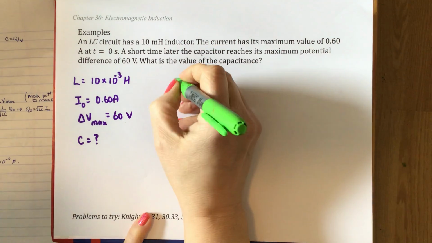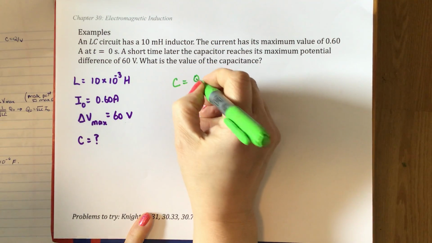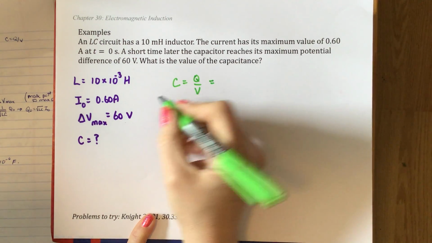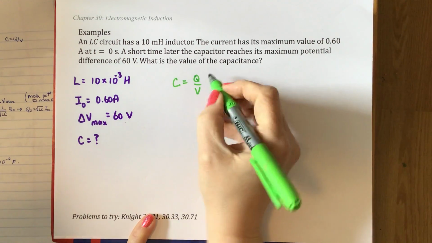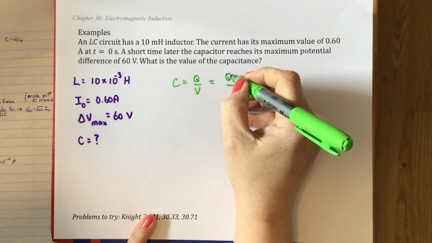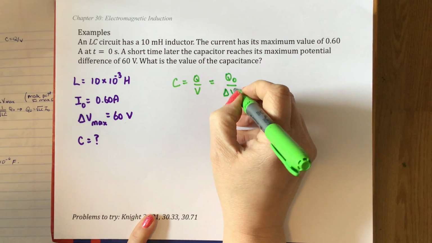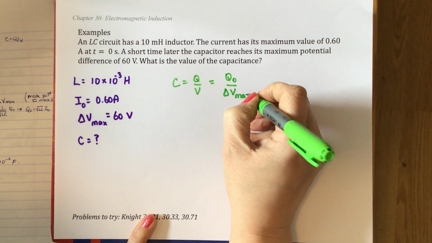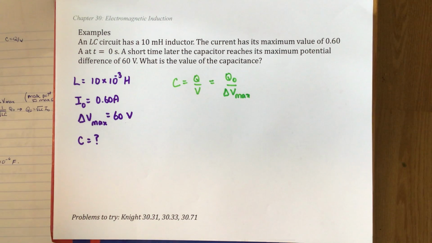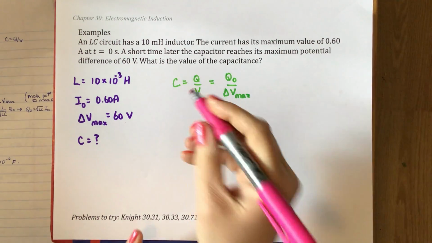So let's start with the idea of C, and what do we know about C? Well, capacitance is defined as the charge on the plate divided by the potential across the plates. If we know the maximum potential, that would go with maximum charge. So capacitance can be the maximum charge divided by the maximum potential. That's sure true. Could we sort out what Q0 is? Can we figure out what the maximum charge is? Well, we do know the maximum current. Let's see how that comes into play.